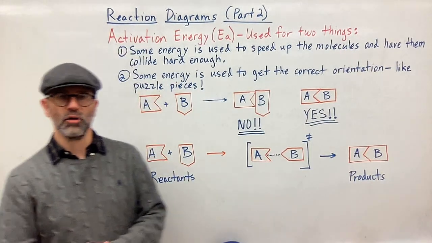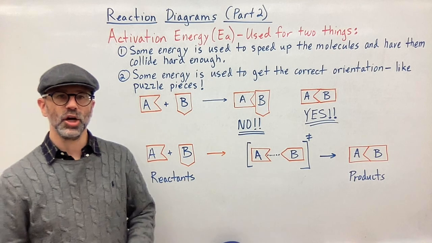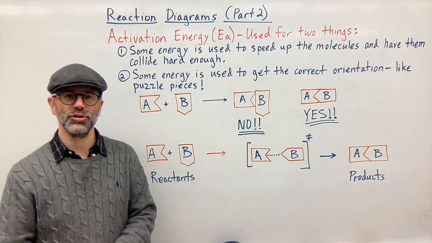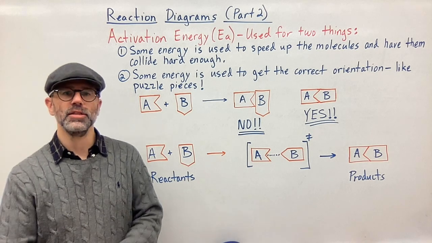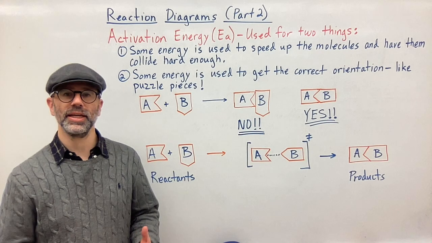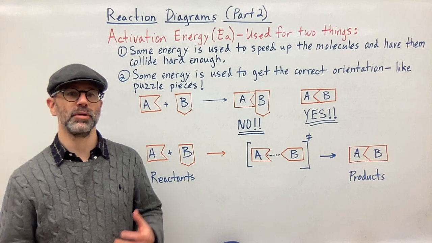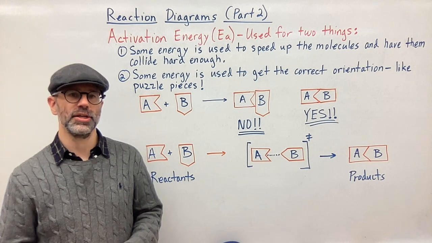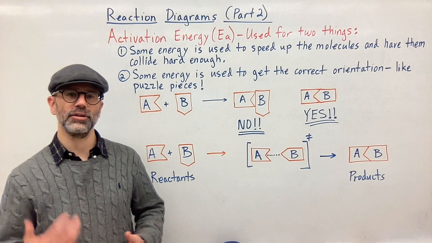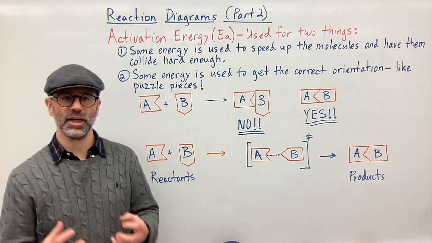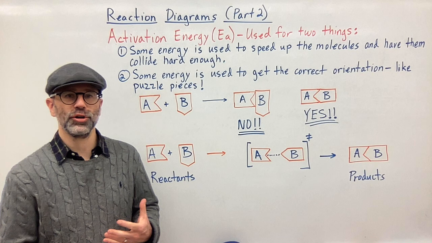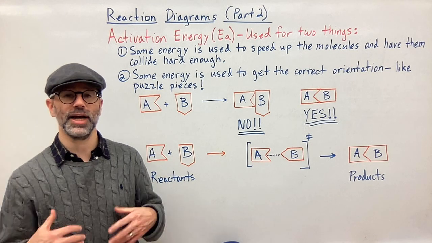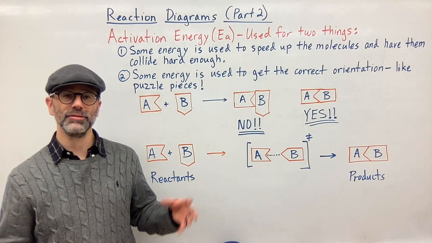Okay, so let's talk about activation energy. What is activation energy used for? Well, activation energy is used for a couple of things. First, some of that energy is used to speed up the molecules and have them collide hard enough. Remember, with the collision theory of reactions, you need atoms and molecules to collide and touch and come together in order to make a reaction. If they're not going to touch, you're not getting a reaction, right? So they have to come together.